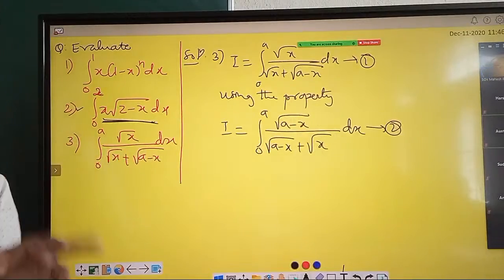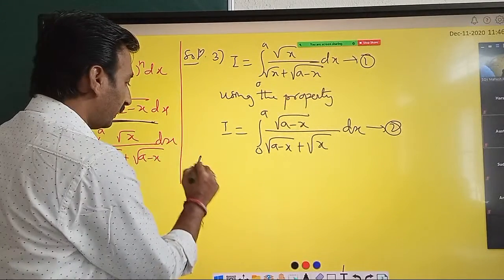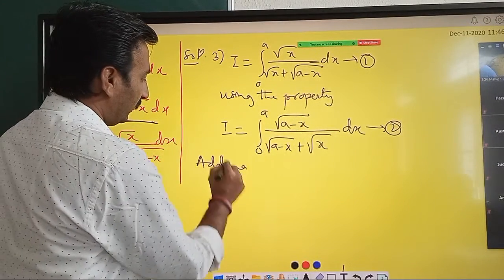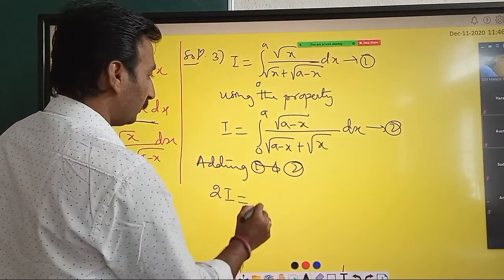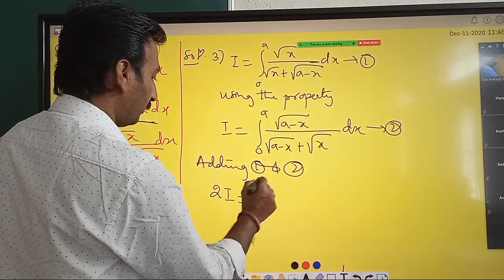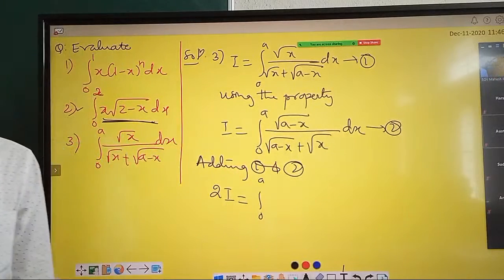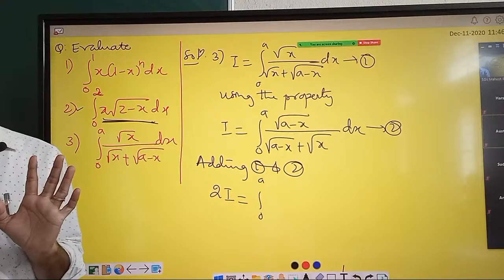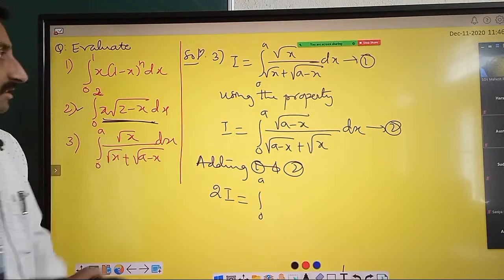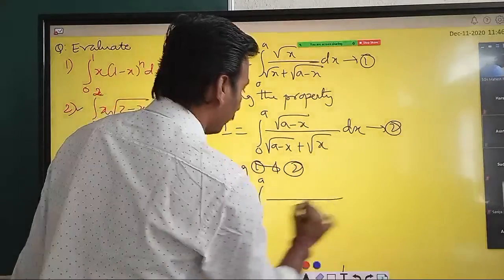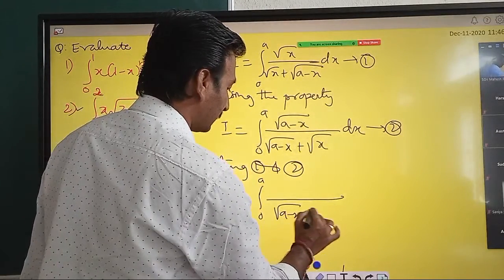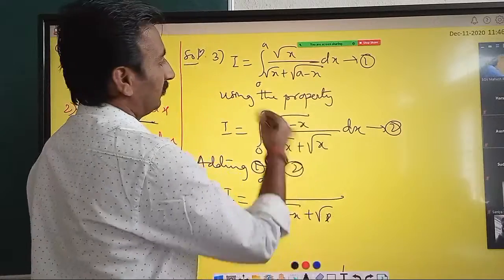So equation 1 and 2, if I add 1 and 2, what do I get? I will get 2I equals the integral from 0 to a. I can add only when limits are the same. You cannot forget that. So this denominator, no problem at all, it is root a minus x plus root x, correct?